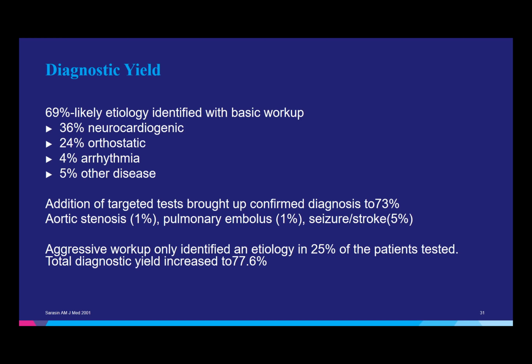Some of the other things that, at least in this study, which is almost 20 years old, they uncovered when they started digging harder and doing more investigations: 1% of their patients ended up having aortic stenosis, another percent had PEs, and some actually ended up having strokes and seizures. And I would caution you again that you need to weed out the real etiology.